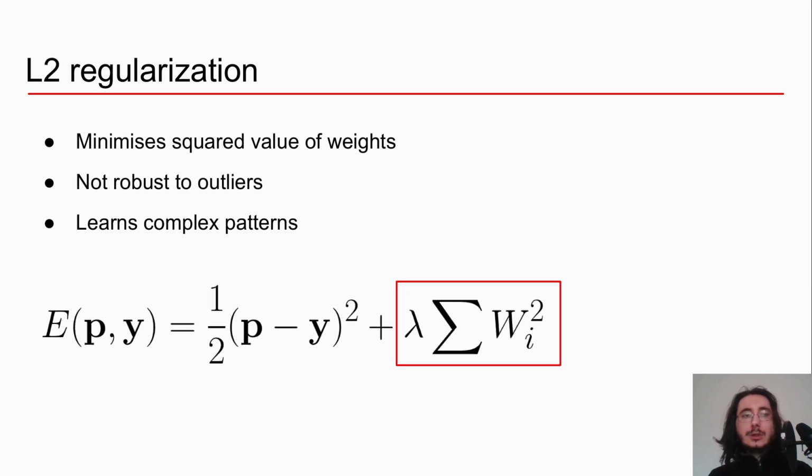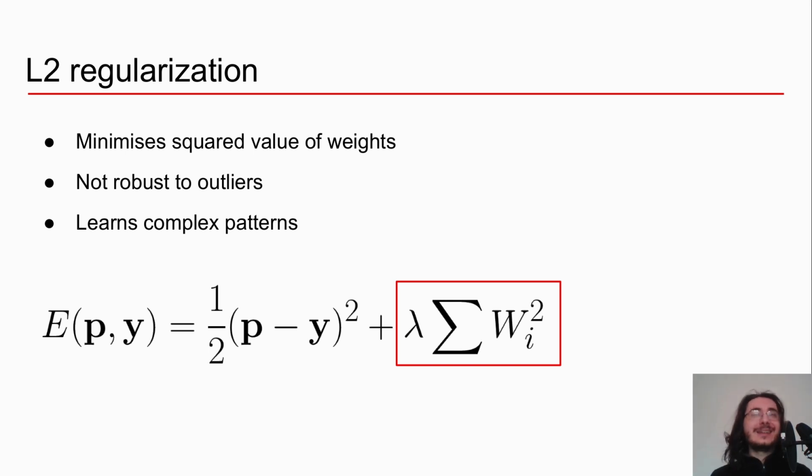Now we can also use L2 regularization, and the difference with L1 regularization is that we minimize the squared value of the weights, and you can see it here. Because we do that, L2 regularization is way less robust to outliers. But the great thing about L2 regularization is that it can learn quite complex patterns. So I already know what you want to ask: should I use L1 or L2 regularization?